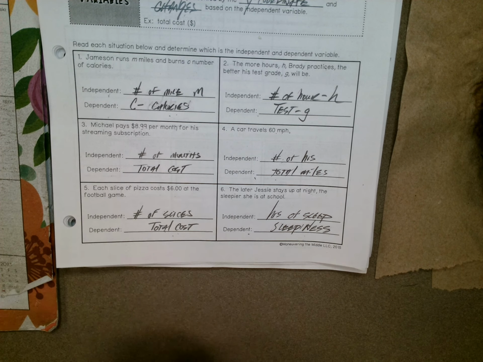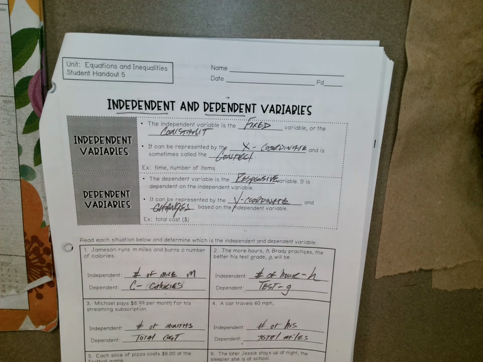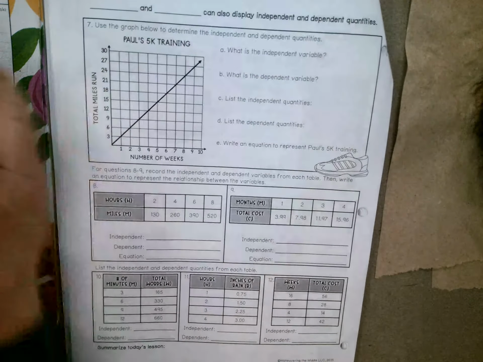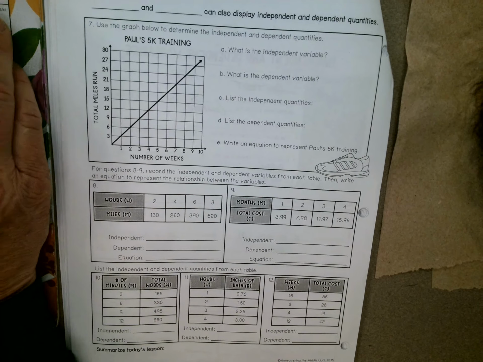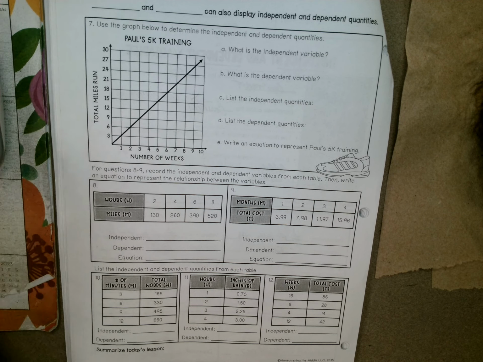And again, I go back to the vocab: independent is fixed, it will not waver, and the dependent variable will change. It is the y coordinate, the independent is the x. So x coordinate left and right, y coordinate up and down. Let's flip the page and continue. On the next page, we're going to get into a little bit of graphing, and that's where the x and the y come into play, right?